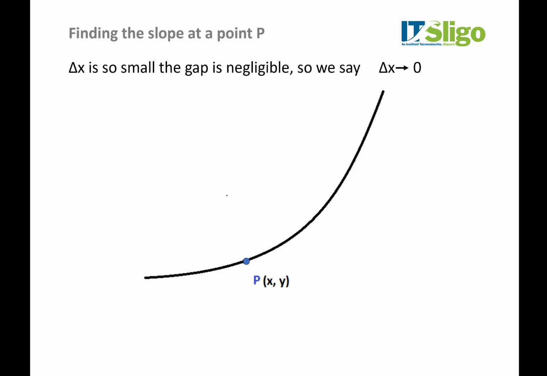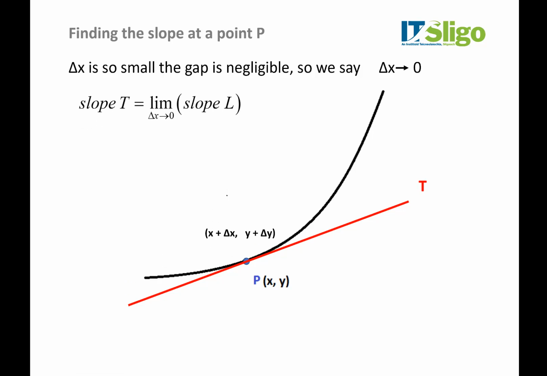And now when we try and draw a line between the 2 points, we're very close, or we're practically at the slope of the tangent T. So notice the line's name has changed from L for line to T for tangent. So the slope of the tangent is the slope of the line as long as delta x is incredibly small.